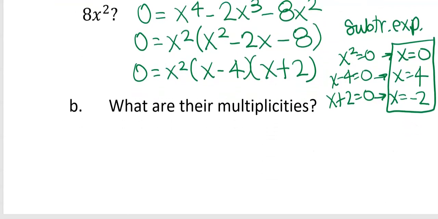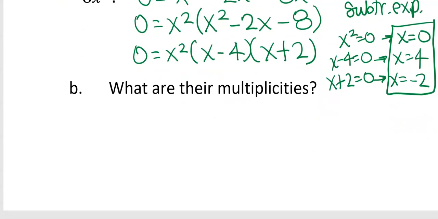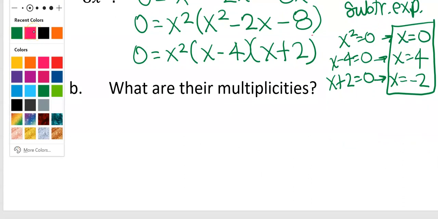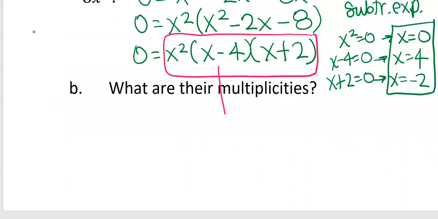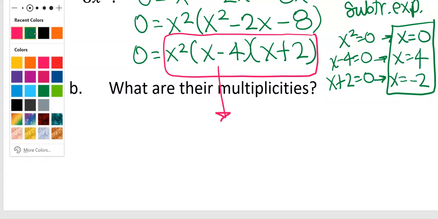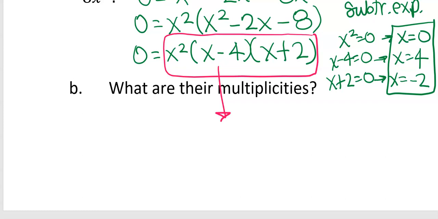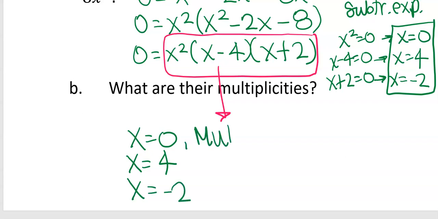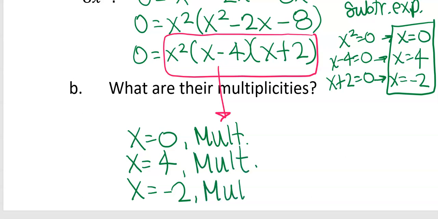Now the next one says, what are their multiplicities? So what we want to do is look at the factored version of this one. And we want to write each answer, x equals 0, x equals 4, and x equals negative 2, with a multiplicity behind it. The multiplicity is basically the exponent with that factor or that zero brought.